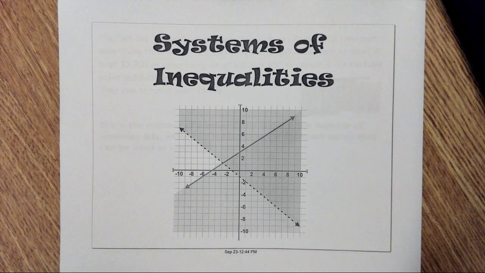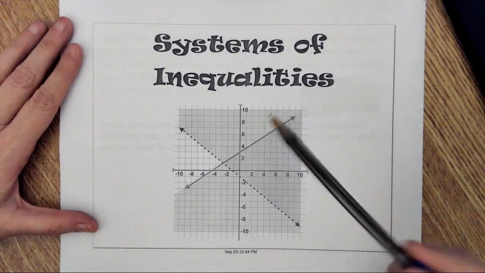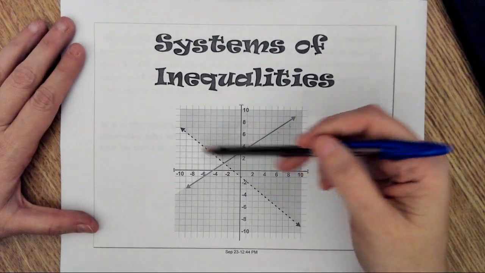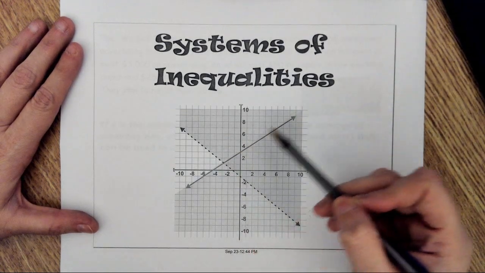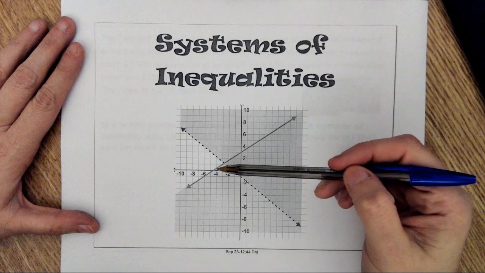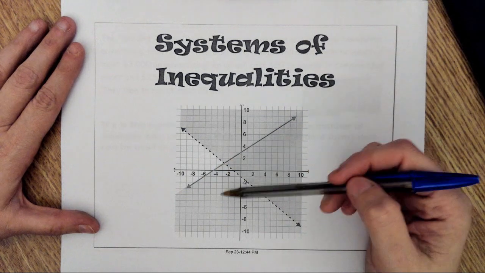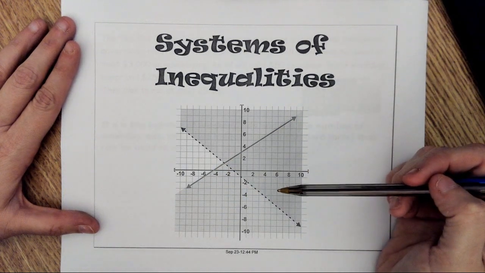But last week we talked about inequalities, and remember we had dotted lines, which mean we cannot include the points on the line. We had solid lines, which means we can include the points on the line. And then we also had to remember to shade below or above, depending on what the inequality sign was.